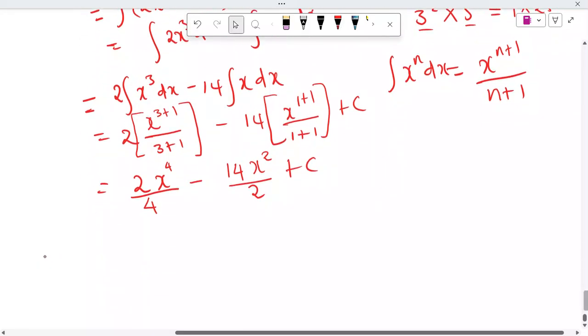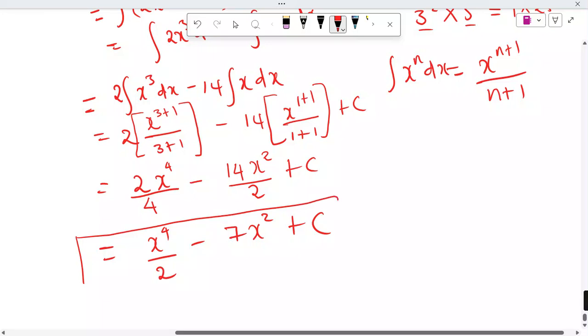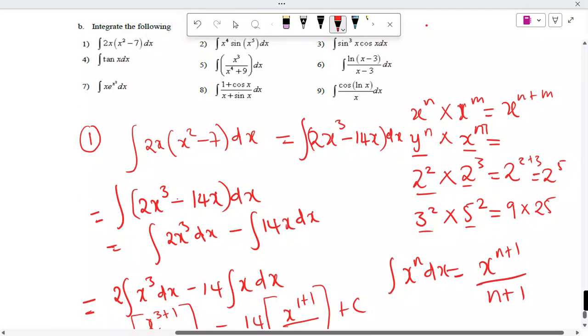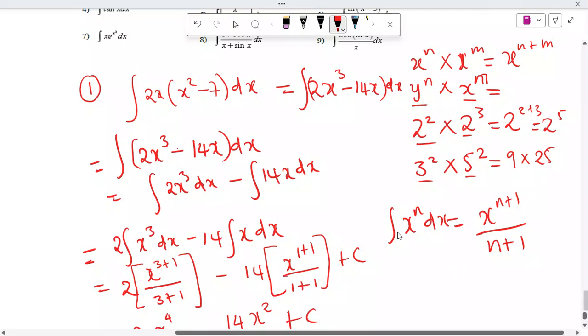Okay, so now 2 and 4 are divisible, so 2 into 2 is 1, 2 into 4 we have 2, so it will be x to the power 4 over 2 minus 2 into 14 is what? 7, x squared plus c. So this is your answer. Simple and straightforward. So this was a direct application of the basic formula for integration.